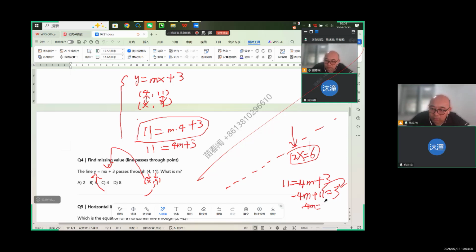For example, the same thing: plus 11 on the left. What's the number on the right when you move it? Becoming negative 11, right?